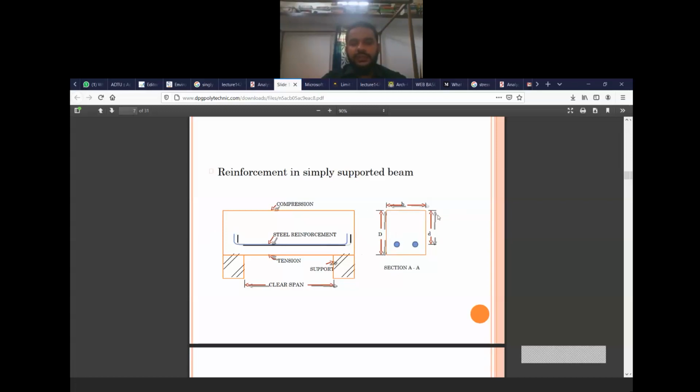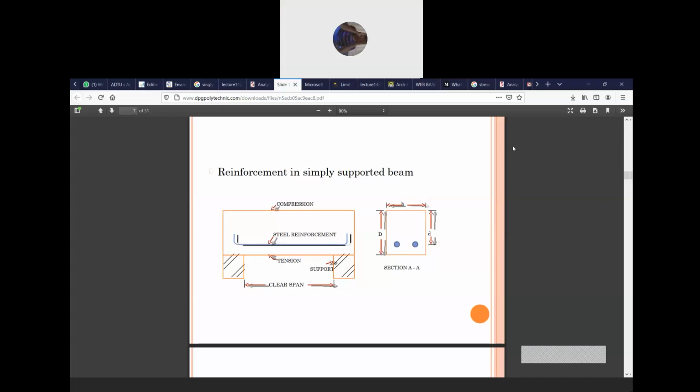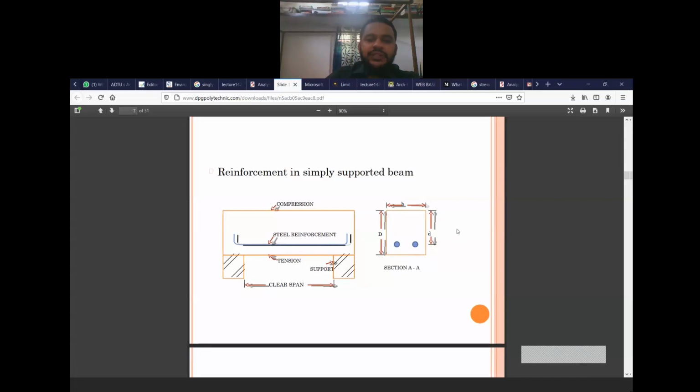If the width of the beam is B and the depth is D, what is this capital D and what is this small d? Can anyone guess? B is the width of the beam. But what is this capital D and what is this small d?